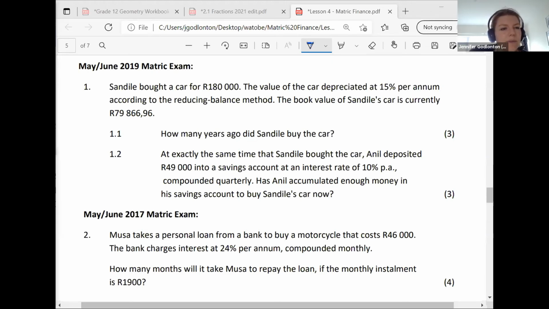Since it's per annum, do I leave the I as 15% or divide by 12? In this case, you would just leave it as 15% because they haven't said compounded monthly. Only divide by 12 if they say compounded monthly.